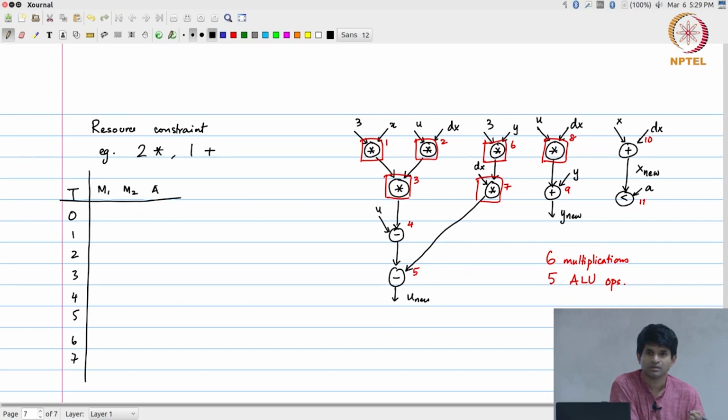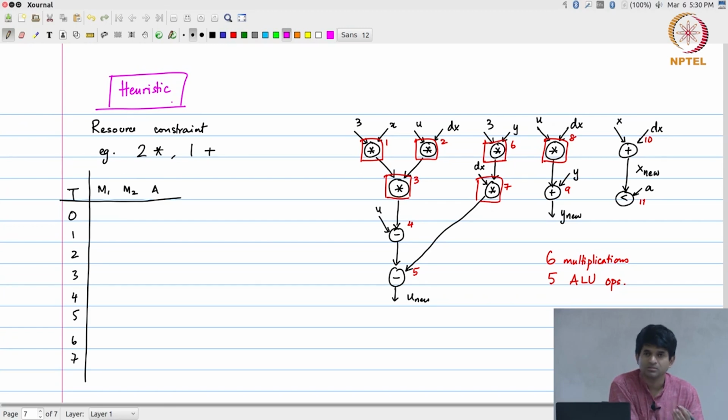Okay. So, which one would you put on M1 and M2 in time 0? 1 and 2. Okay. Is there anything else that could also have gone on to M1 and M2? Yes, 6 and 8 could also have been scheduled, okay, but it looks as though it makes sense to do 1 and 2. Why? They are on the critical path. Okay. So, what you have just done over here is an example of a heuristic approach. Okay. So, the word that we will be using is heuristic, right.